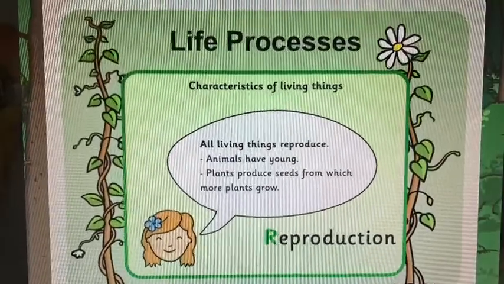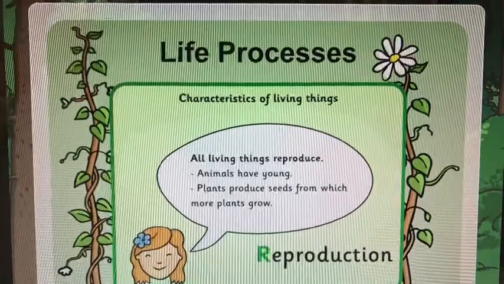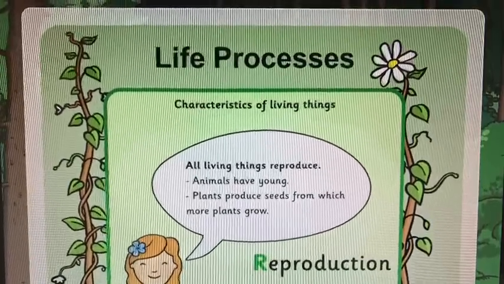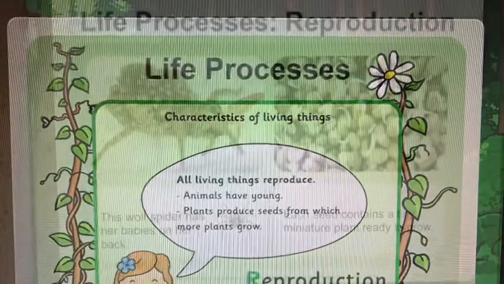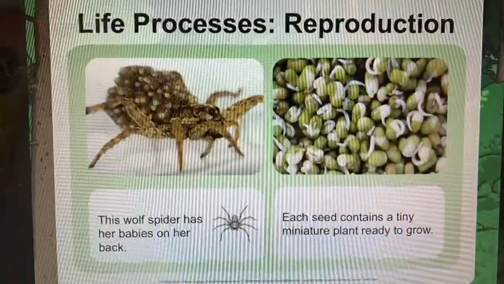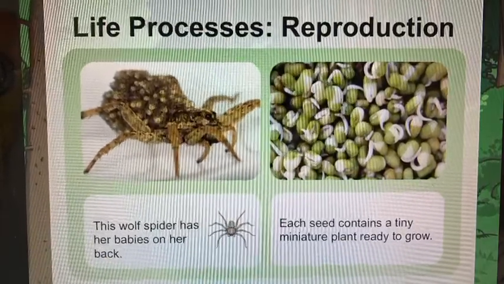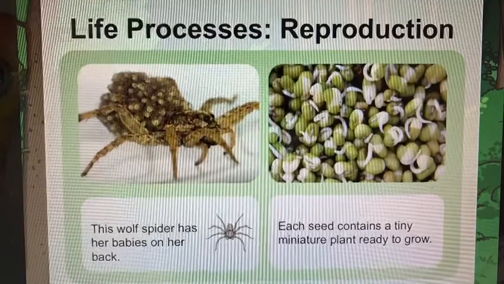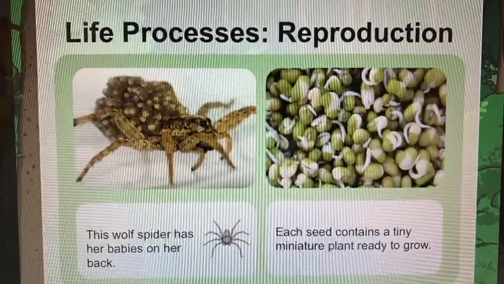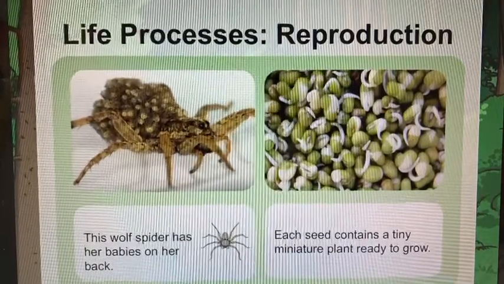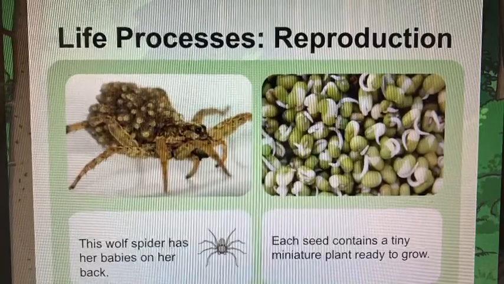The R is for reproduction, so all living things can reproduce, which means animals have young, have babies, and plants produce seeds from which more plants can grow. So here we have a wolf spider, which has her babies on her back. If you look at the picture there, all those little dots that you can see are all her babies. And on the right, we've got some seeds, and they contain a tiny miniature plant ready to grow out of the seed.